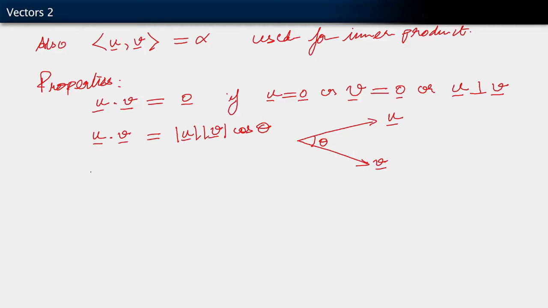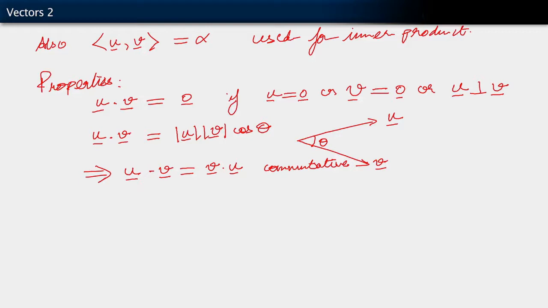What this also means is that because of this representation for u dot v, we also know that u dot v equals v dot u, okay? Do you recall what this property is called? This property is called commutativity. That means that the dot product or the scalar product is commutative.